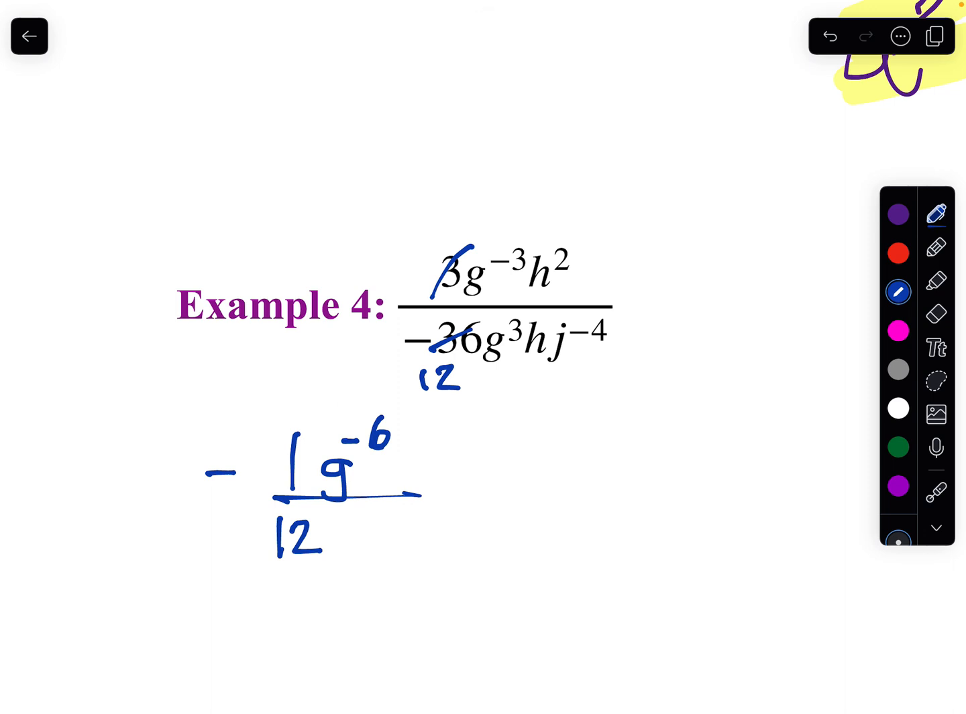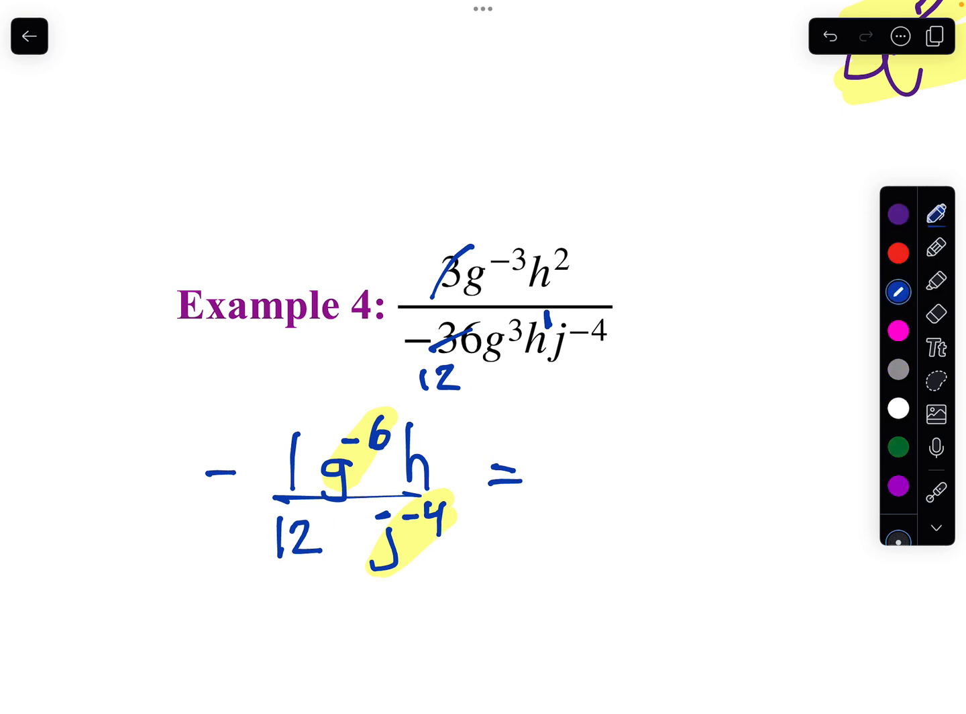H squared over h to the first, well, that'll be h, won't it? 2 minus 1. I got j to the negative 4. We can have negative exponents while we work. You can't have negative exponents in the answer because I want a monomial. Monomials don't have negative exponents. Well, they don't have fractions, so that kind of goes away anyway. So what I'm going to do is take my exponents that are negative, and I'm going to flip them. Everything else is going to stay the same.